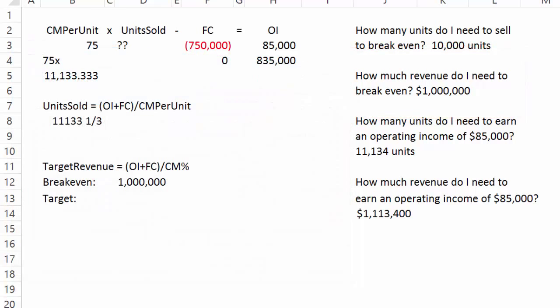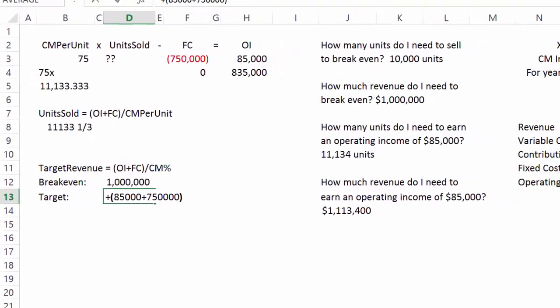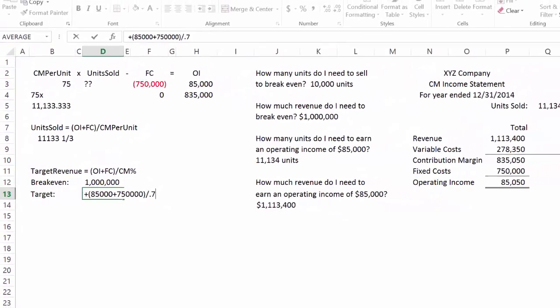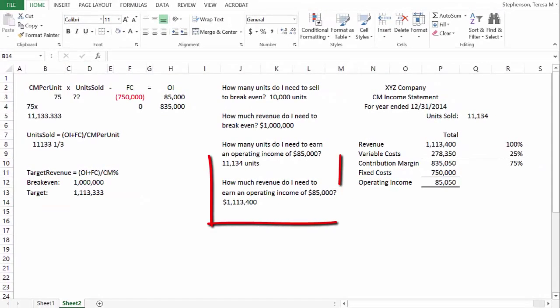What happens if we want to do a target profit? We have a target of $85,000. Let's go ahead and put that one here. I want, again, in parentheses, $85,000 plus $750,000. And I'm going to divide that by my contribution margin ratio. Okay, so we got a slightly different answer. What is that all about? Well, we're not constrained to whole units here.